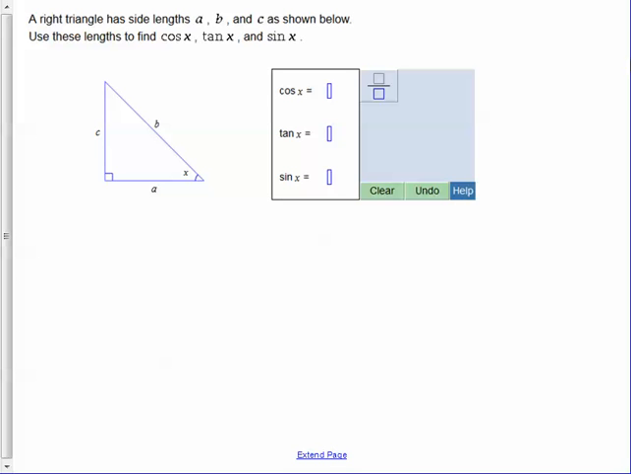Alright guys, so we are going to talk about trigonometry today. When we're dealing with trigonometry, we are using these things when we are dealing with right triangles. So anytime we have a right triangle, we can use any of what are called trig ratios. We have three trig ratios.